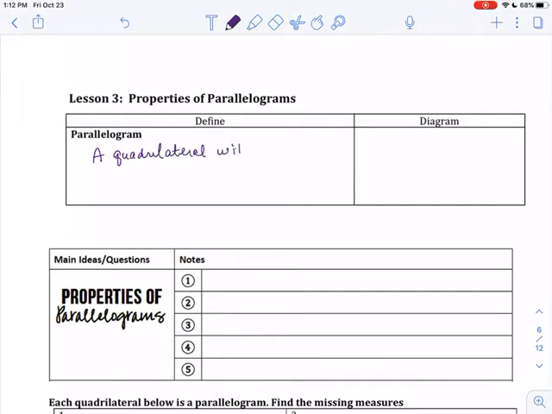So a parallelogram is a quadrilateral. A quadrilateral has four sides. So it's a quadrilateral with both opposite sides parallel to each other. And I know you know what this looks like. I'm going to draw one so we have it.